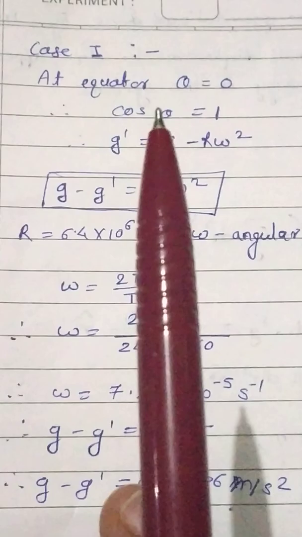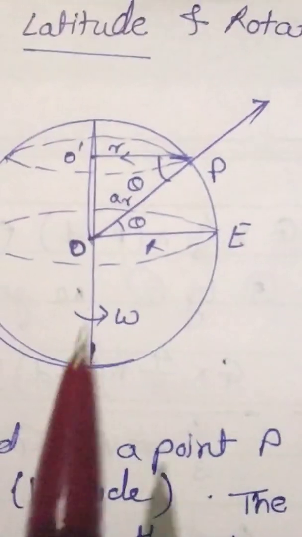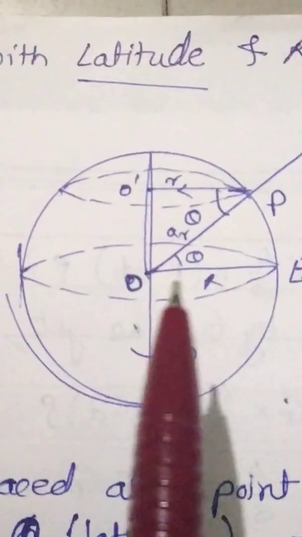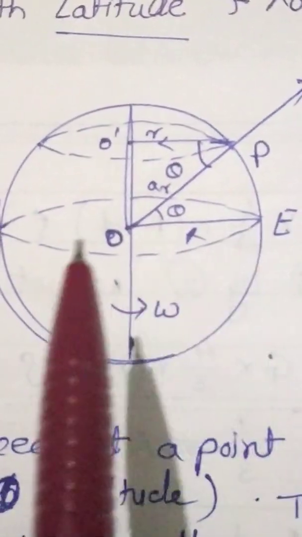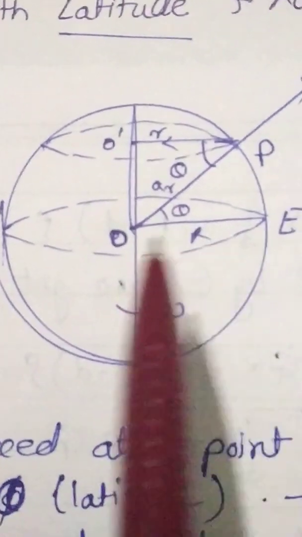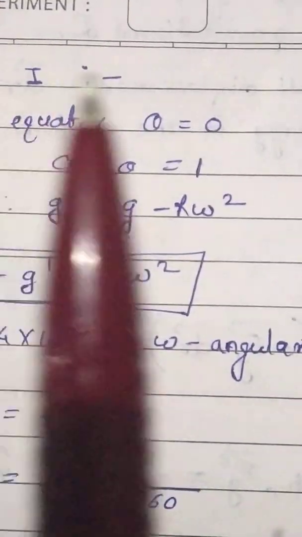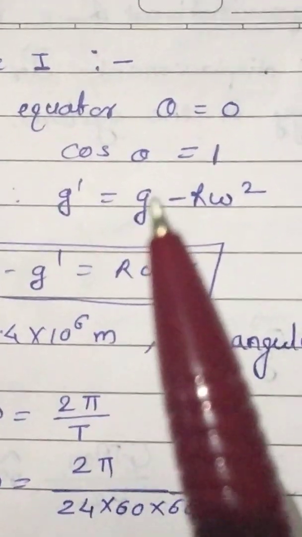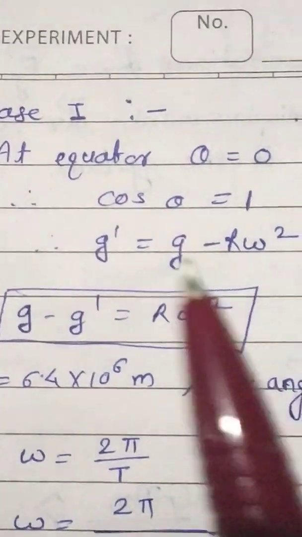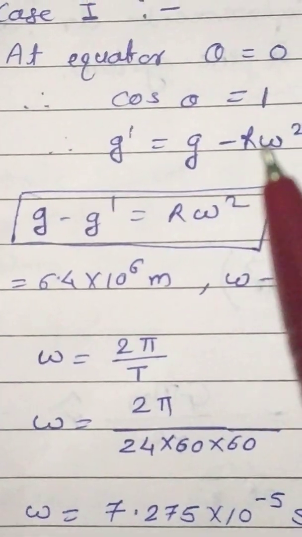Now special cases. Case first: at the equator, theta is equal to 0. The equator is the central line. At the equator theta is equal to 0, because this point is situated on the equator, so no angle is made by the equator line. Then cos theta is equal to 1. So in the equation, g dash is equal to g minus R omega square, because cos square theta is 1.